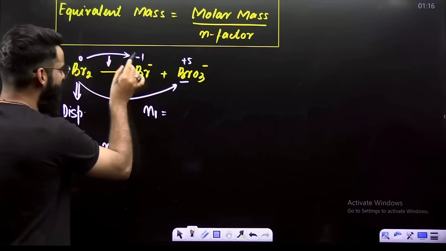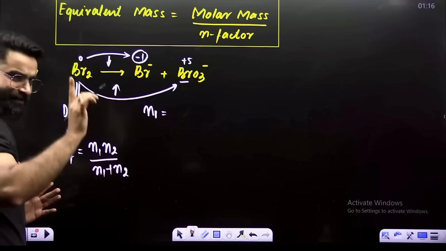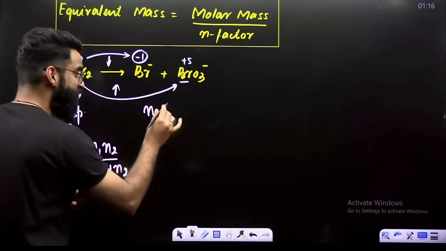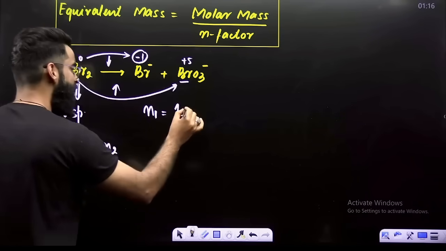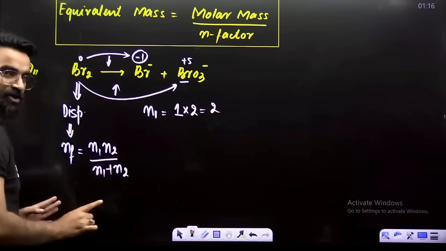See guys, how do we get the value of n1? See, 0 to minus 1. What is the change in oxidation state? Final minus initial. The value comes out to be 1. 1 is the change for one atom of bromine. But over here I've got two atoms. So multiplying it with 2, the value of n1 came out to be 2.